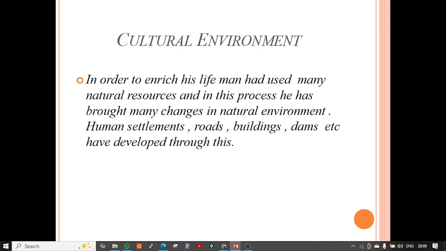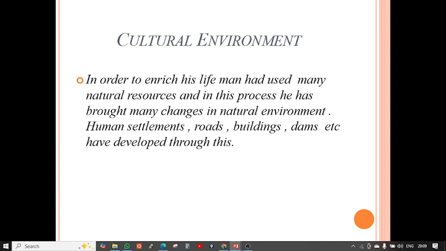Then there is the cultural environment. What is cultural environment? In order to enrich life, man has used many natural resources, because man is the most intelligent creature among all of these organisms. The health issues are also related to the activities of man. The natural environment is available, but its resources are used by man through different activities, adding some value, but also adding some disvalue or creating pollution in the environment, which causes different health issues.